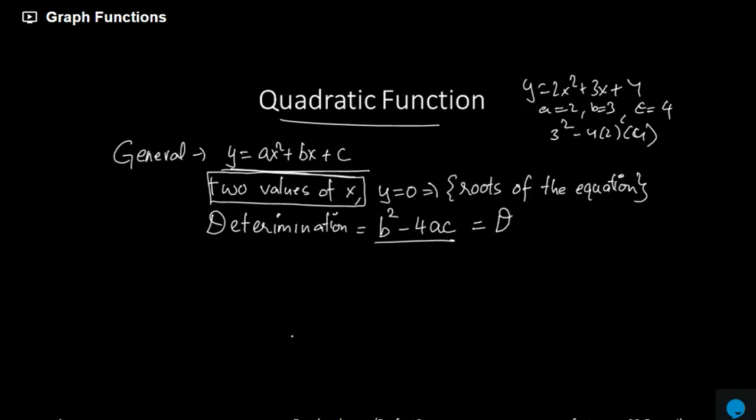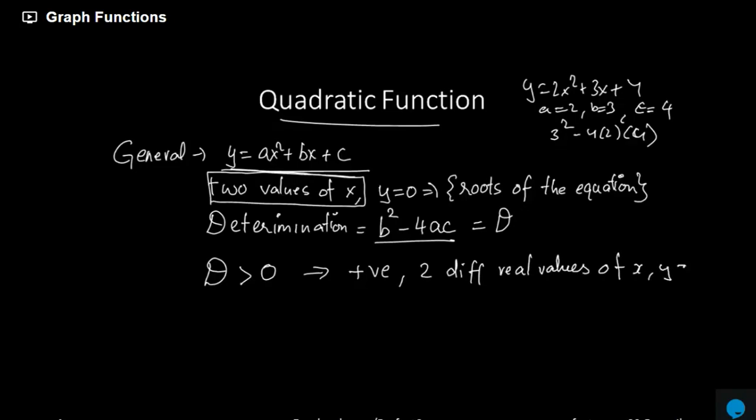Let's call it d. Now d over here is greater than 0. If d is greater than 0, that means there would be two different real values of x when y is equal to 0. So when this determinant is greater than 0, there are two different real values of x when y is 0. That means the graph of the equation is going to cut the x-axis at two different points where the value of y is equal to 0.